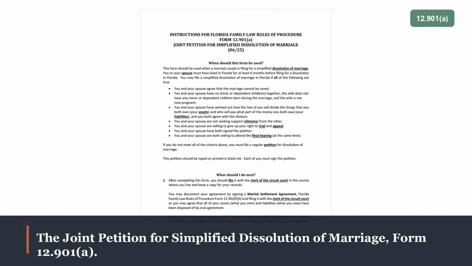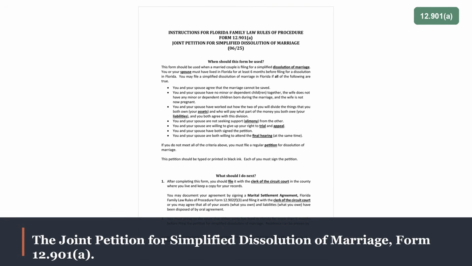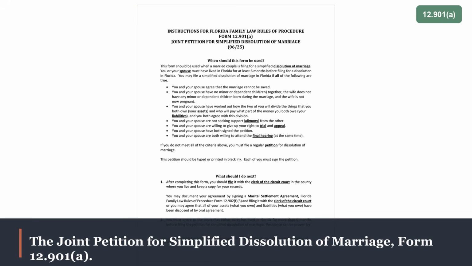The joint petition for simplified dissolution of marriage, Form 12.901a, is signed by both spouses together and filed jointly. It's used on the simplified track, where both spouses are asking the court for the same outcome at the same time, so there's no separate filing spouse and served spouse on this form.